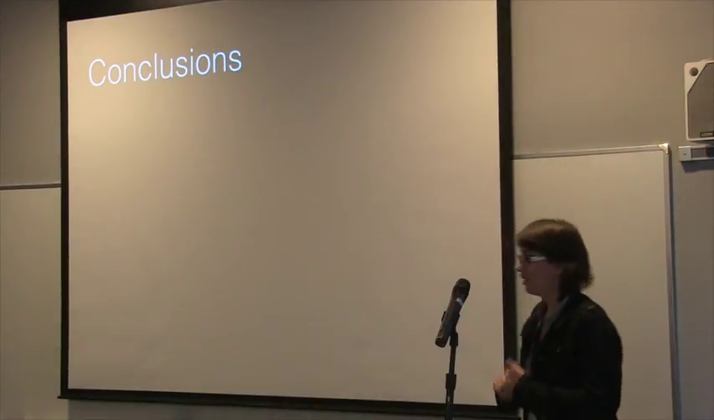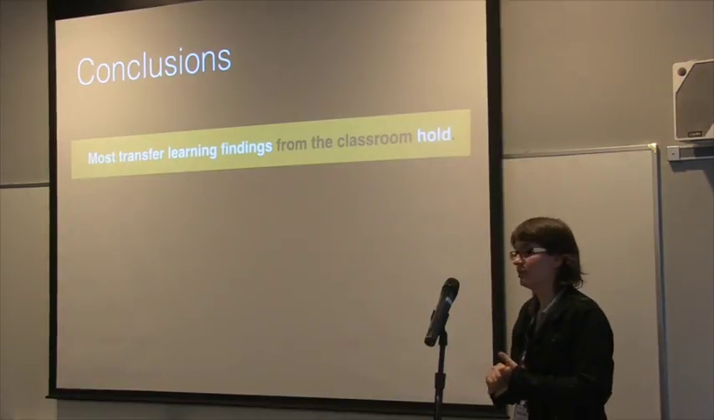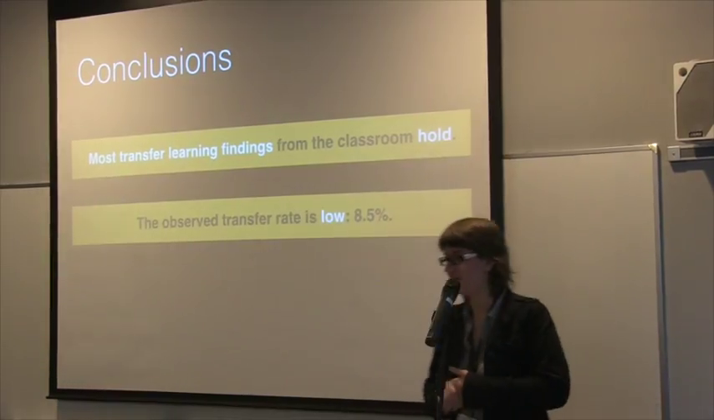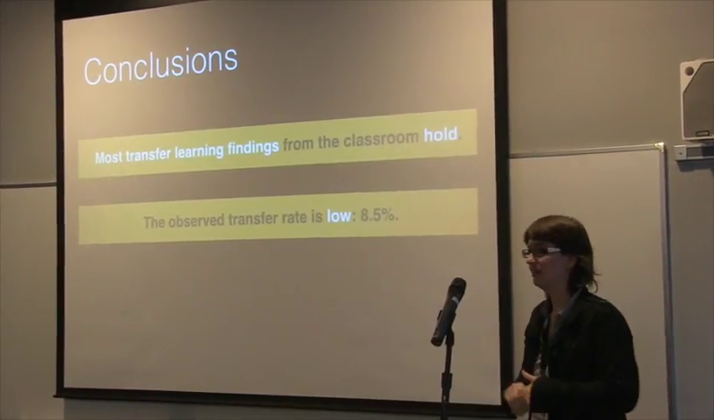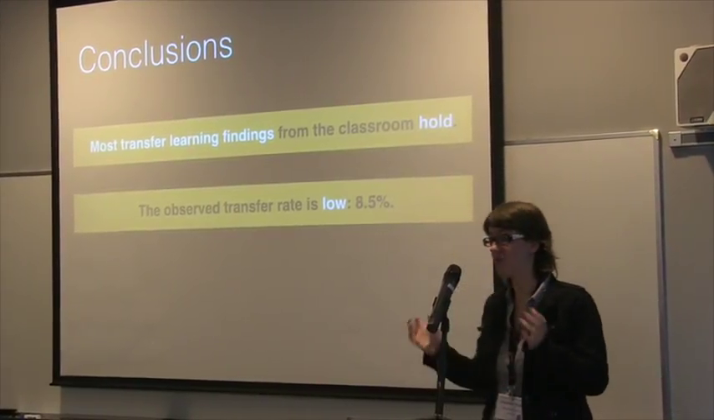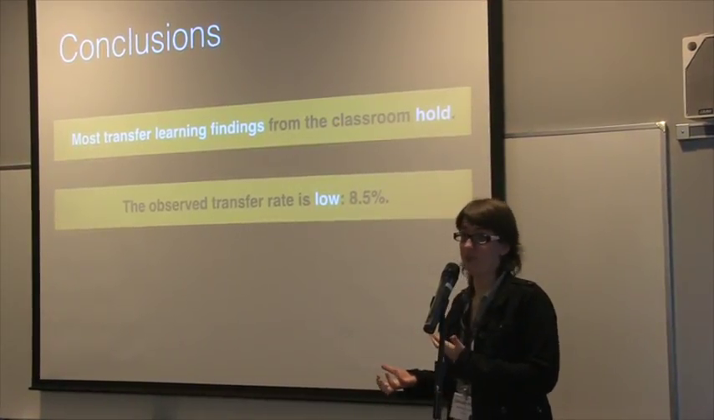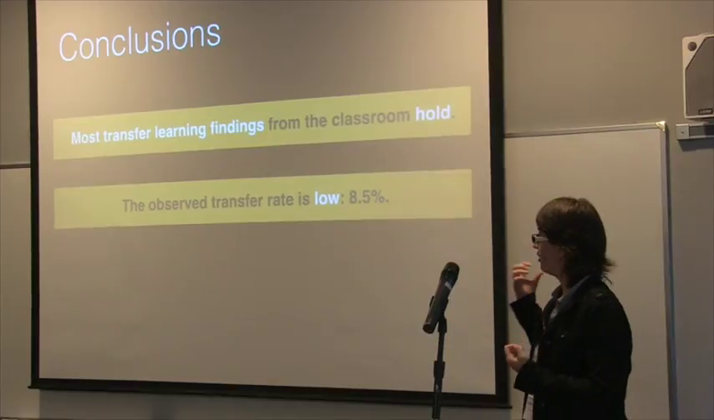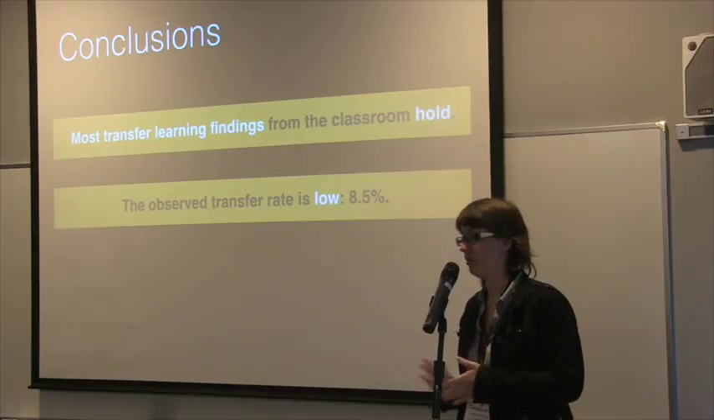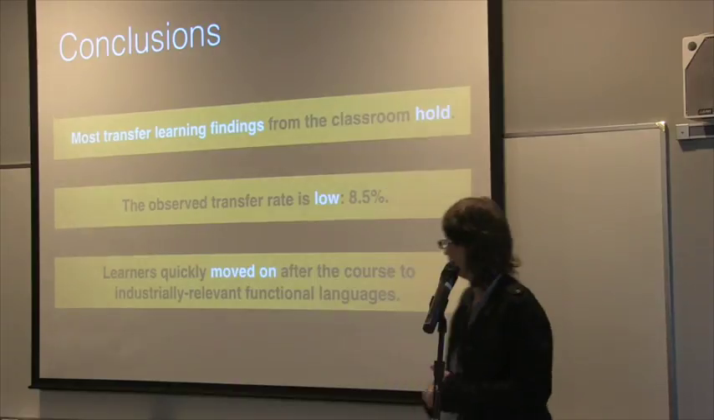Okay, so what are the main points we take away from this? Most of the transfer learning findings from the classroom literature hold. The major difference is actually the transfer learning rate. In the classroom setting, we found papers saying 60% of people transfer, which is an immense amount of people. We just found 8.5%, so very low. And this is really already a nice number because we took out all these people that were not really engaged with the course or stopped very early on. I cannot say it differently: it is very low and quite disappointing.